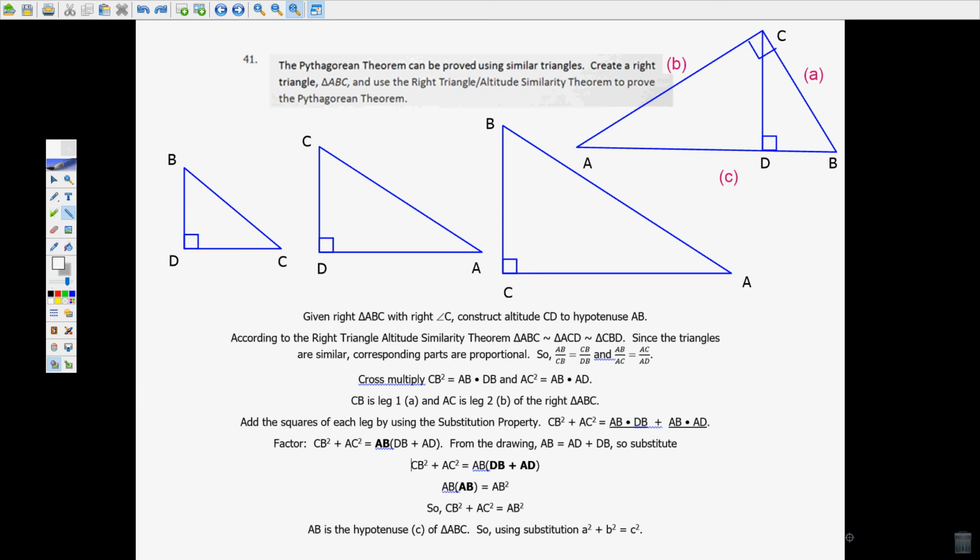So that is the amazing proof of the Pythagorean theorem using the right triangle altitude similarity theorem. Please watch that again, go back over it, because it is absolutely amazing.